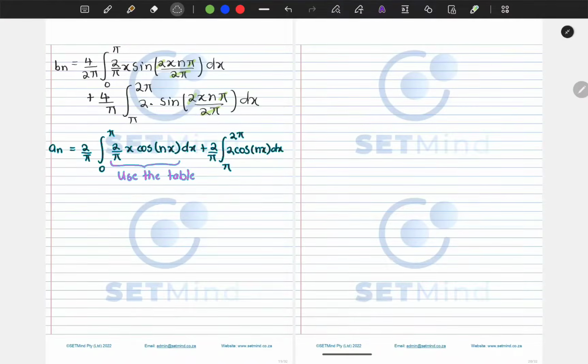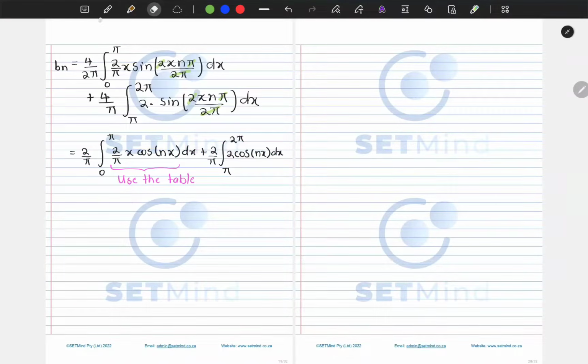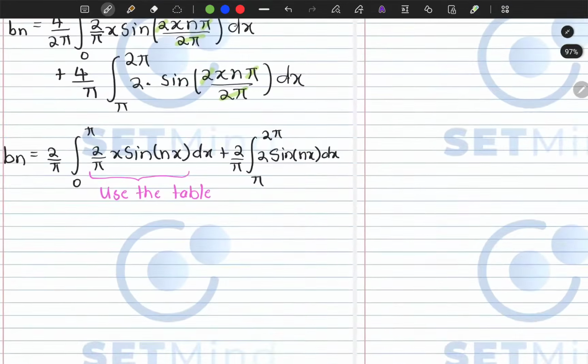So let's take our an, make it bn, and then take the cos, make it a sine. So we'll have sine and we'll have sine.